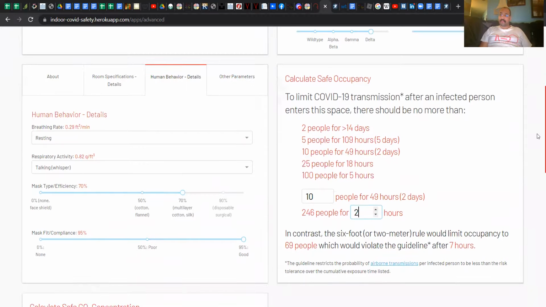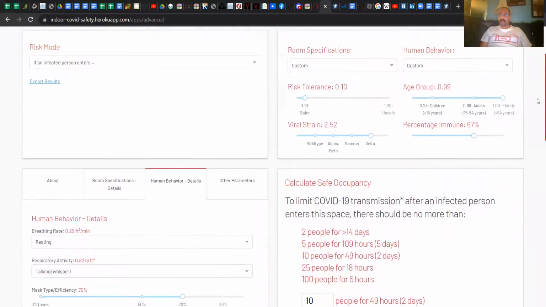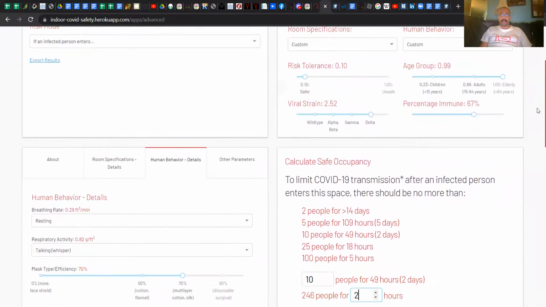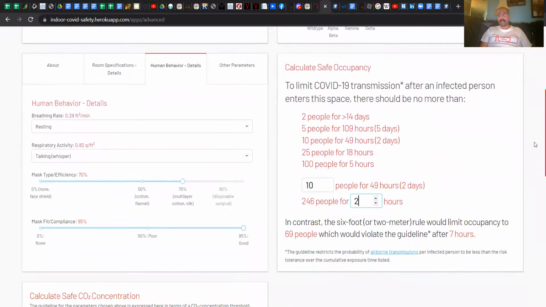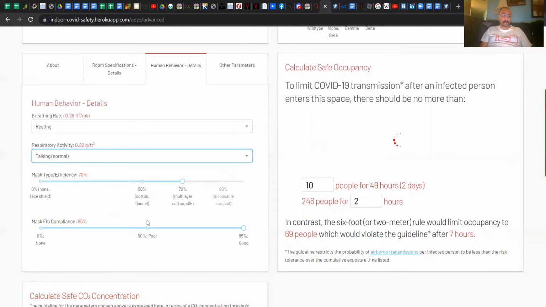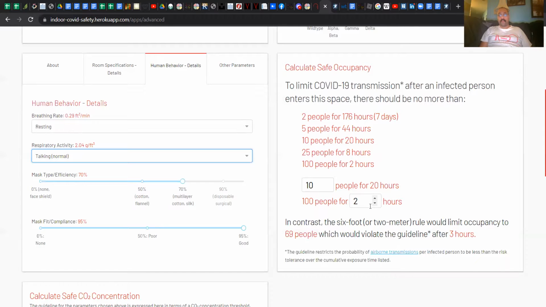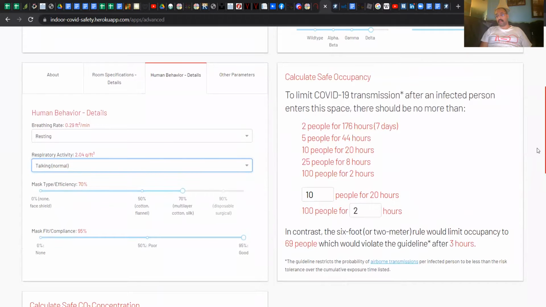And what this is telling me, based on what we're doing and the way things are right now, is that, human behavior, resting, talking normal, yes, we could have 100 people in our sanctuary for 2 hours with somebody with COVID, and we wouldn't get infected with those doors closed.